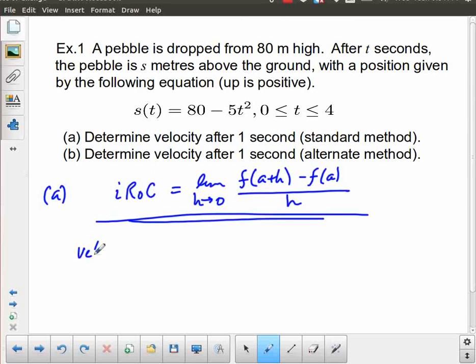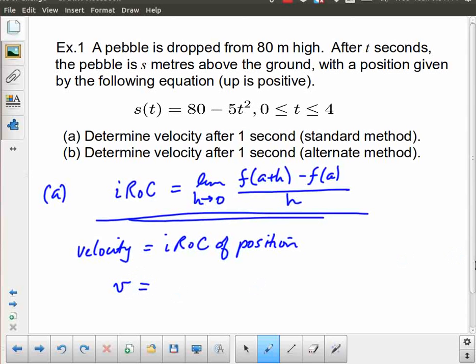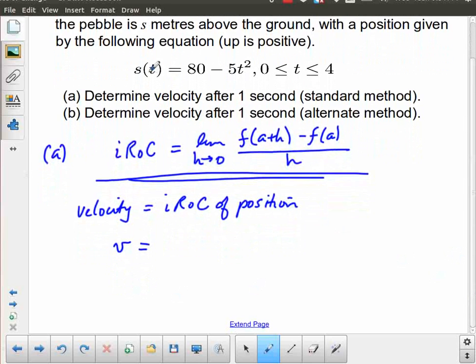Velocity is defined as the instantaneous rate of change of position. Those of you who've done some physics are already familiar with that idea. So velocity, normally we use the symbol v here for velocity, and in our equation we've used the symbol s of t for position as a function of time.